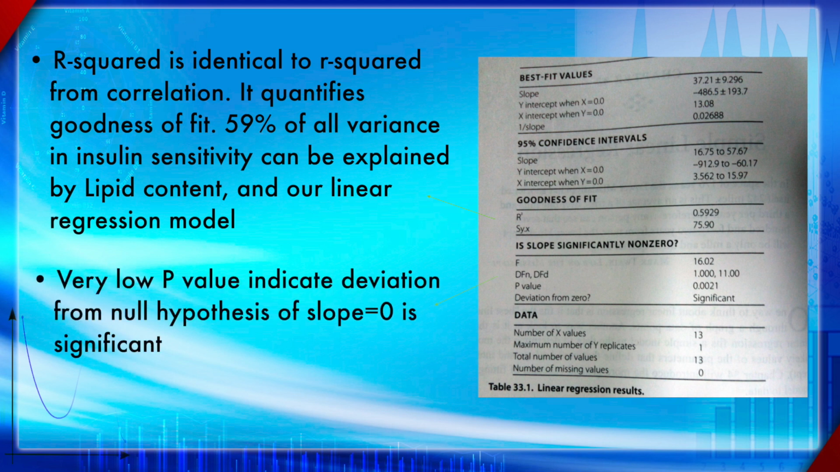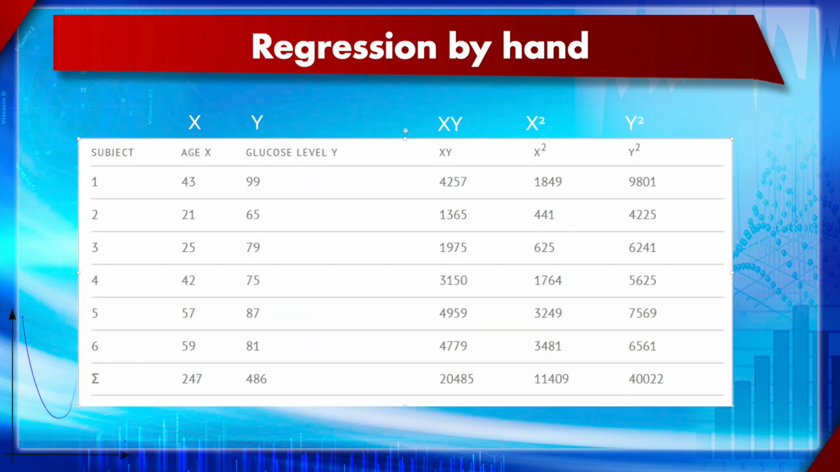And a very low p-value indicates that the deviation from the null hypothesis, that the slope is equal to 0, that is a horizontal line, is significant. So that is how to interpret this regression p-value. How can you perform this regression by hand? Basically it makes no sense to do this by hand because any computer can do this work within a fraction of a second. But if you are still curious, it's very simple.